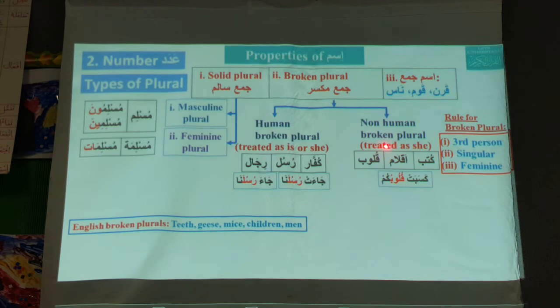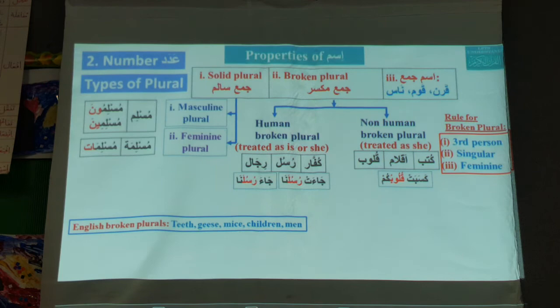Those plurals that are not human, those are non-human, like kitab. Kitab, its plural is kutub. Kitab is one book, kutub is books. Qalam is pen, aqlam is pens. Qalb is heart, its plural is qulub. So these also do not follow this regular pattern of a solid plural. So these are all broken plurals, and these are non-human broken plurals. Non-human broken plurals are always treated as she, or feminine gender.